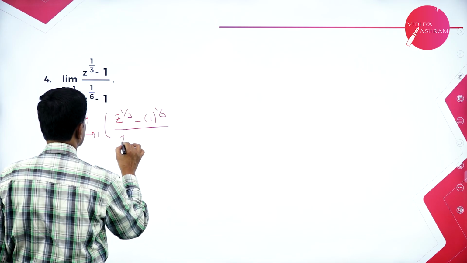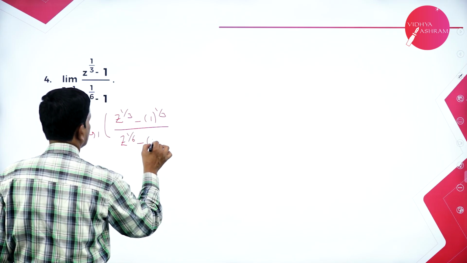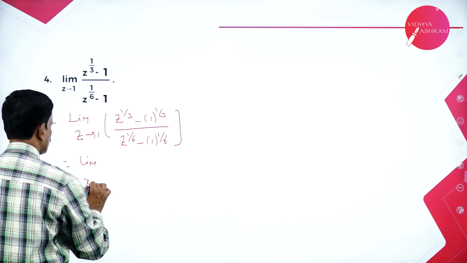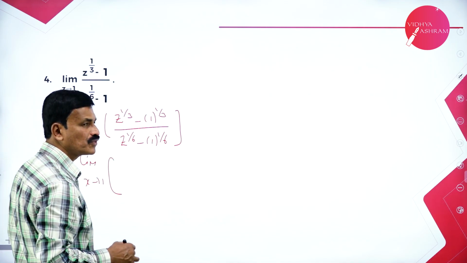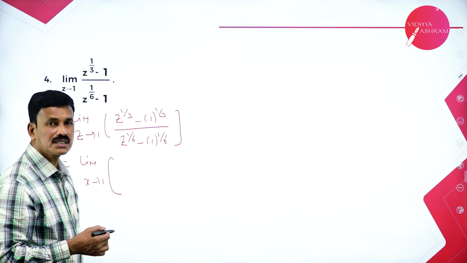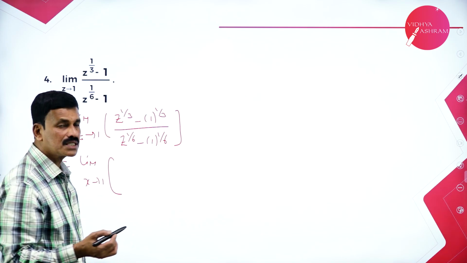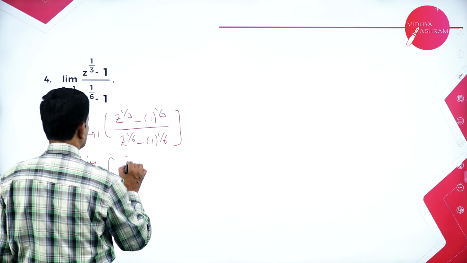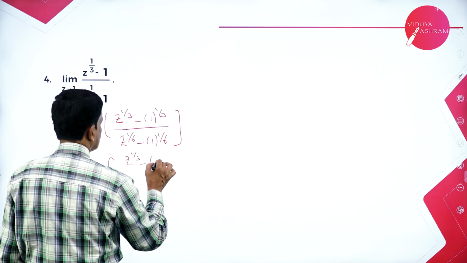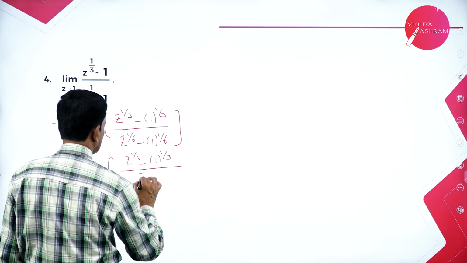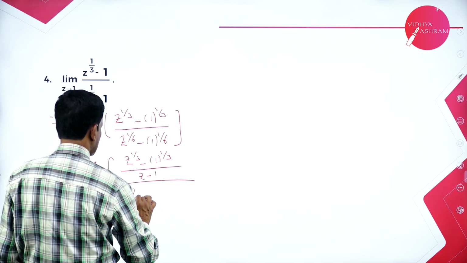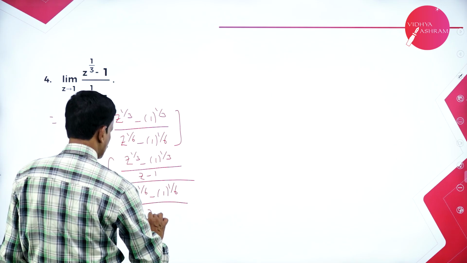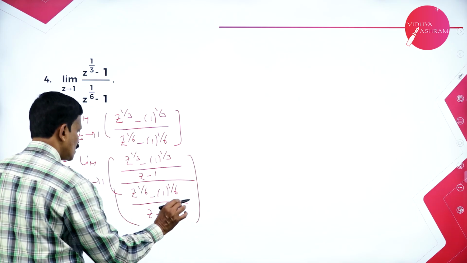In the denominator also, z to the power of 1 by 6 minus 1 to the power of 1 by 6. Now, observe carefully, this is the same as the previous problem: x raised to n minus a raised to n by x raised to m minus a raised to m. Convert into the standard form by dividing both numerator and denominator by z minus 1. Z to the power of 1 by 3 minus 1 to the power of 1 by 3 divided by z minus 1, whole divided by z to the power of 1 by 6 minus 1 to the power of 1 by 6 divided by z minus 1. Apply the limit, that's all.